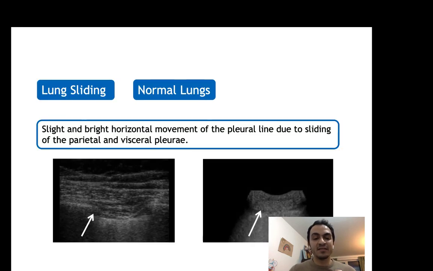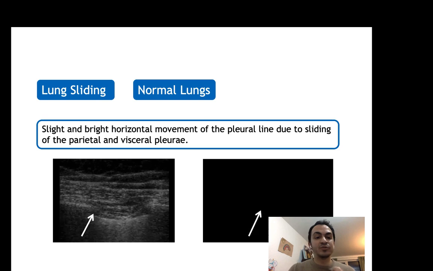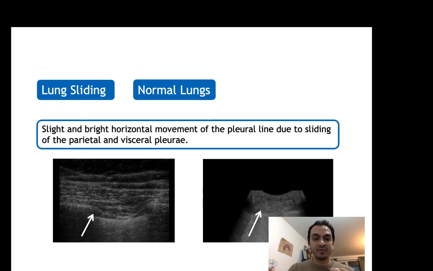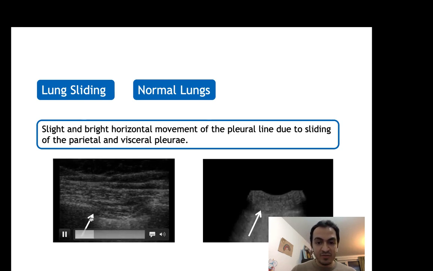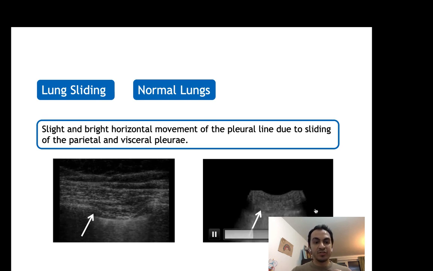So once I get the bat sign, now I don't need to keep my probe vertical anymore. I can rotate my probe 90 degrees. Either way, it doesn't matter, clockwise or anti-clockwise. So I can align my pleura with the ultrasound beam, and then I will look into the shimmering movement of both layers of the pleura together, which is known as the lung sliding.